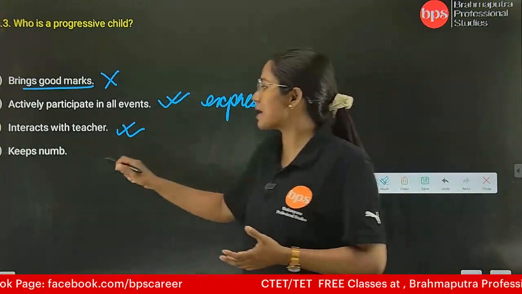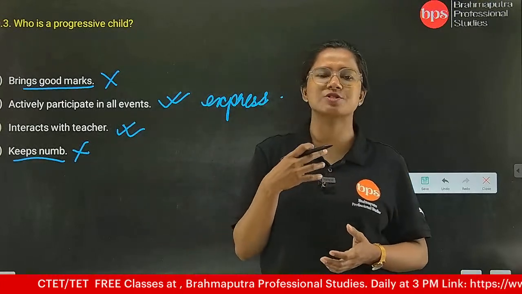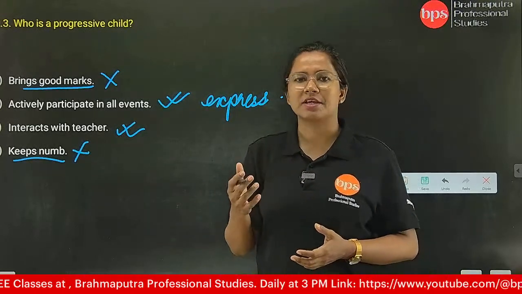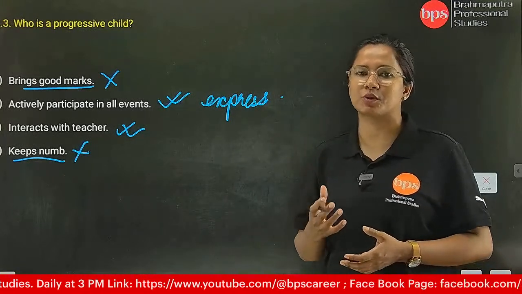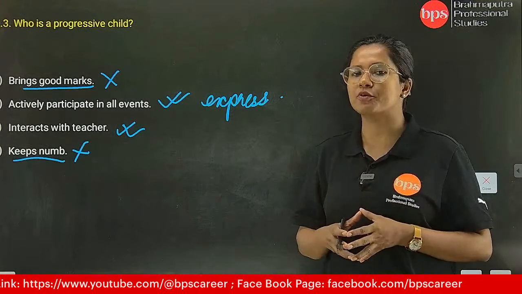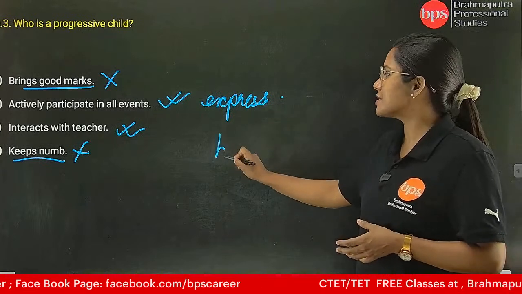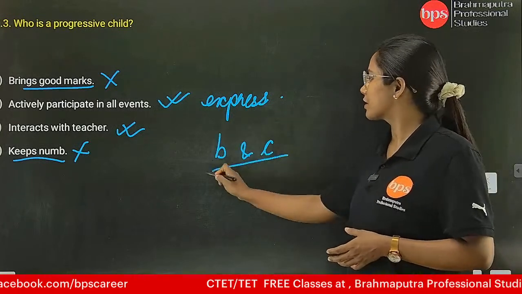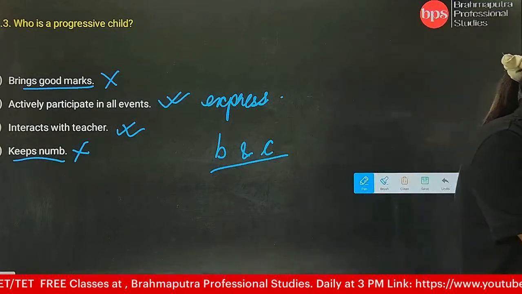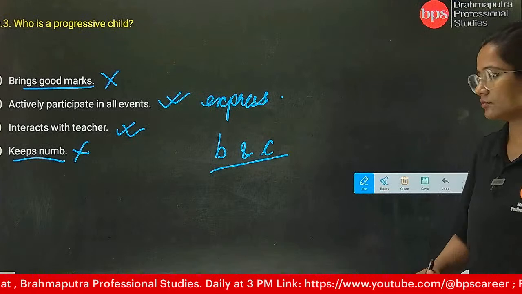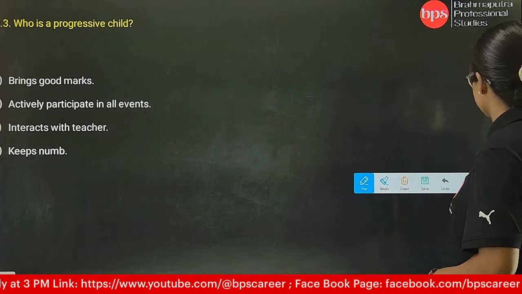Yes, keeps numb is not the criterion, because when you are very silent, you don't speak, you remain numb, that is not actually a characteristic of progressive education. So when we speak about progressive education, we need to understand that B and C are the options. Okay, clear till here? Okay, next we have question number 4.